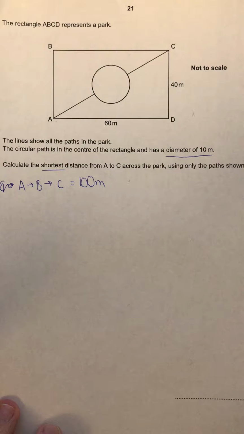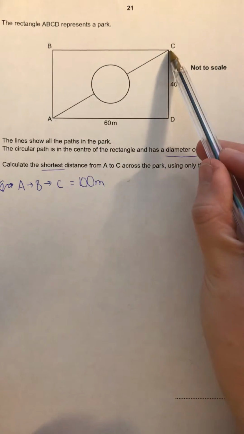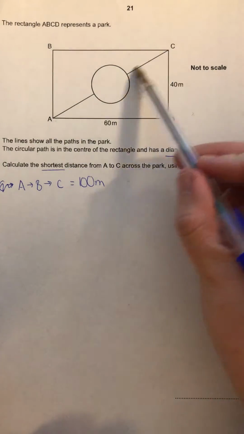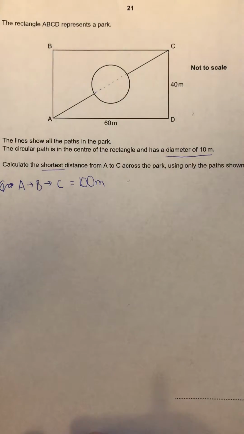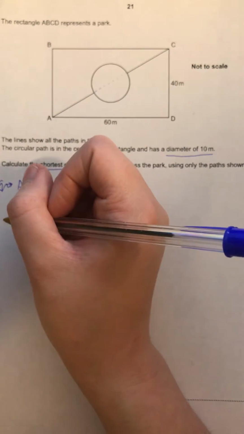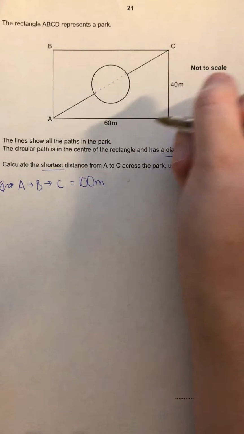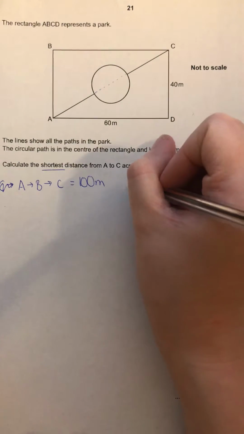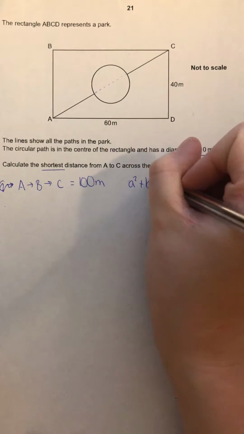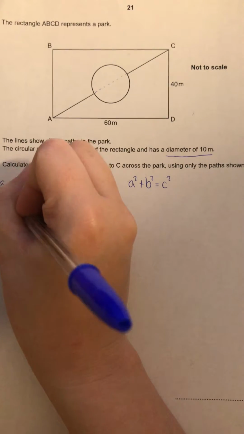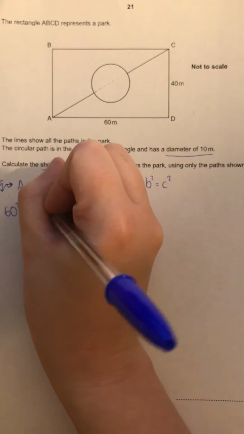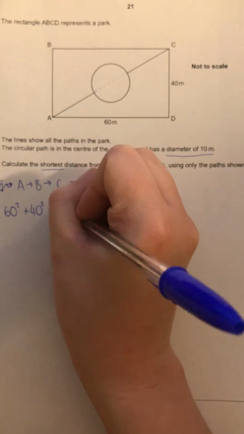Okay, but what you've probably spotted is that if we do A to C, you've got a right angle triangle there. If we imagine we're going to go straight across here, we can use Pythagoras. So just to remind you, a squared plus b squared equals c squared. That's the Pythagoras theorem. So 60 squared plus 40 squared is going to equal AC squared.